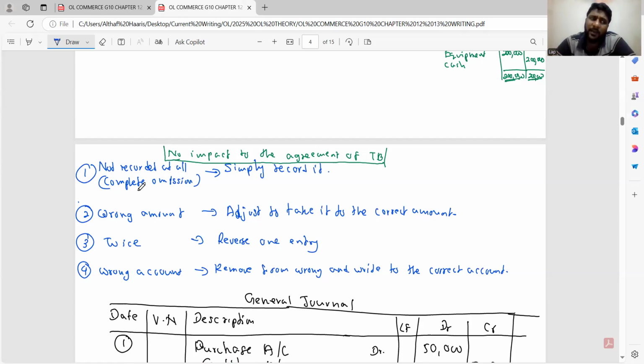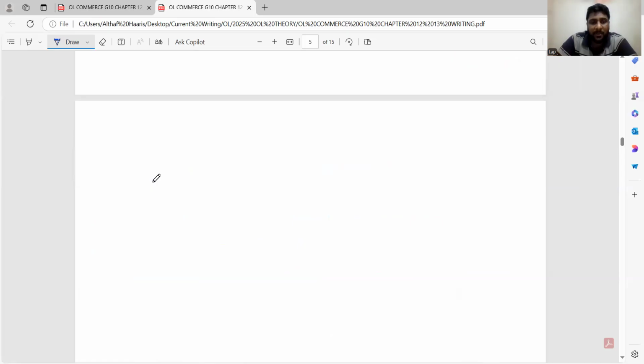Then the third one we learned, the same transaction recorded two times. In order to correct it, we have to reverse one transaction. Fourth one, instead of one account, you have recorded it in a different account. Let's assume instead of the purchase account, you have recorded it in furniture. To correct it, remove it from the wrong account and record it in the correct account. So these are the things that we learned in our previous class.